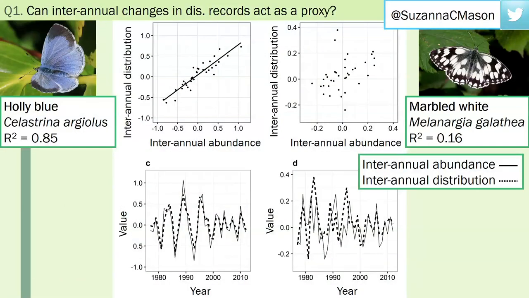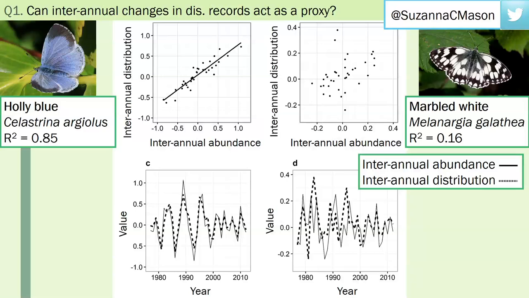So moving on to the results. This is question one, and I've got up here two example species, one with a very good relationship and one with a very poor relationship. On the left-hand side, we've got the holly blue butterfly. If you look at the top left, on the x-axis is interannual changes in abundance. On the y-axis is interannual changes in the number of distribution records. And you can see these two fit together very well. There's a relationship of 0.85.